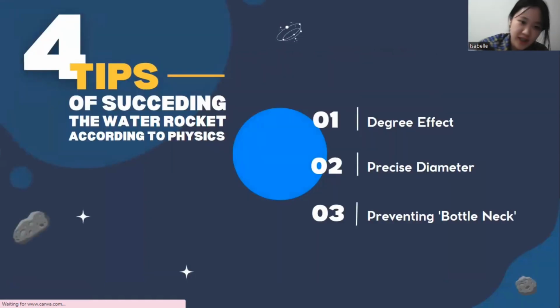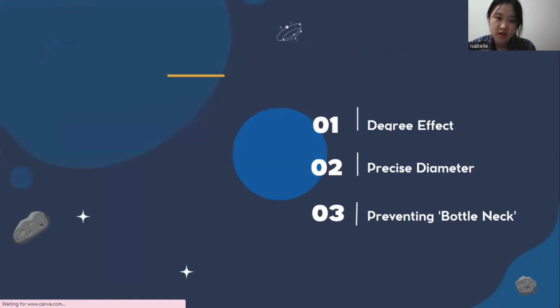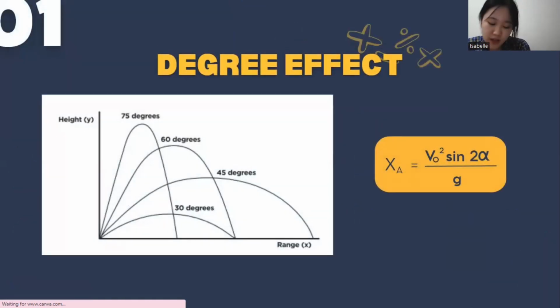Tips for succeeding with the water rocket according to physics. The first one is the degree effect, the second one is precise diameter, the third one is preventing bottleneck. As we can see on the slide, the degree level really affects the height and how far the water rocket can go. For 75 degrees, the rocket can fly high, but the range is short.